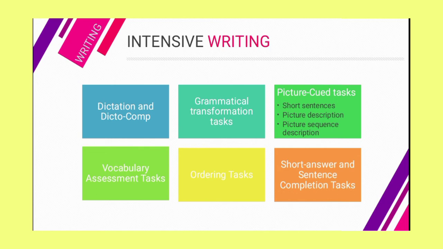The last kind of activity is short answer and sentence completion tasks. In this type, the students need to read a passage and instead of answering questions, the students are asked to complete sentences. Again, the instruction clearly mentions how many words the student can use. For example, use not more than 2 words.